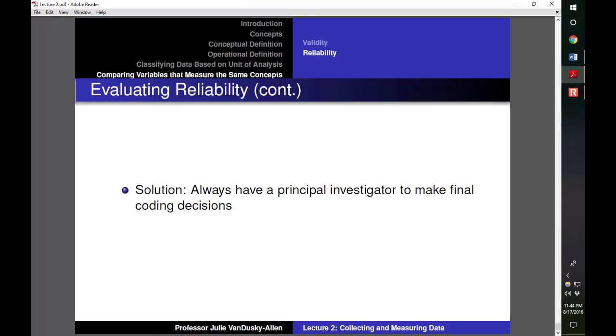If you do find out that a variable has a very low intercoder reliability score, one solution is to have a principal investigator make the final coding decisions for observations that are coded differently by different coders.